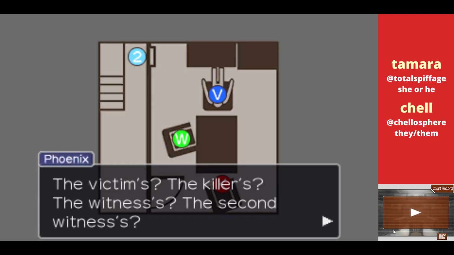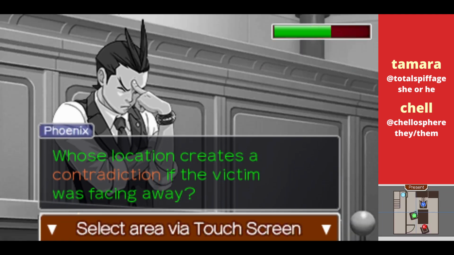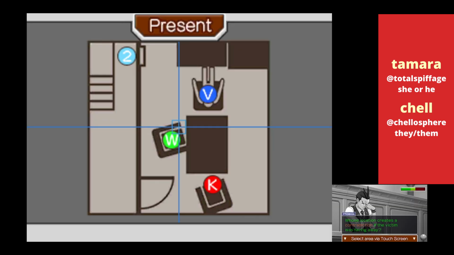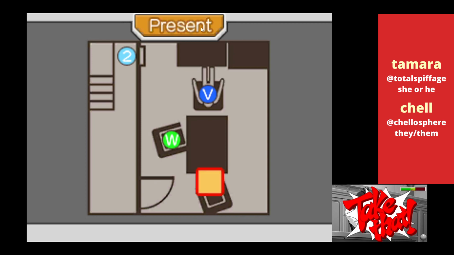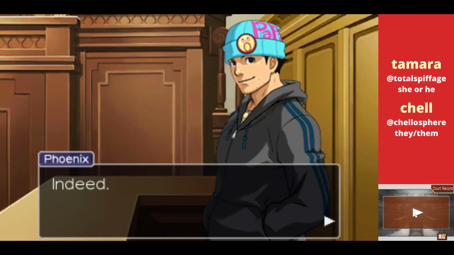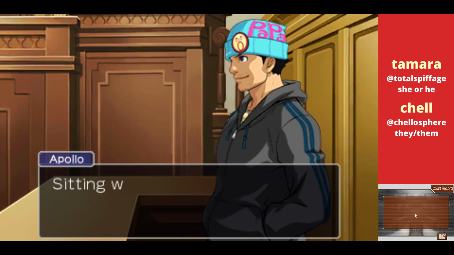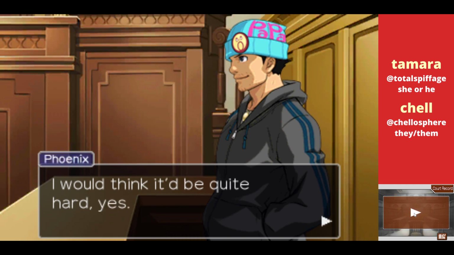Fine. The victims, the killers, the witnesses, the second witnesses. Whose location creates a contradiction if the victim is facing away? Okay. The killer, right? Because he was hit on the front of the forehead. You can't be hit on the front of the forehead if you're facing backwards. Yeah. The victim was struck from the front, correct? Indeed. Well, wouldn't it be hard for the killer to hit him from the front, sitting where his indicator currently is? I would think it would be quite hard, yes.